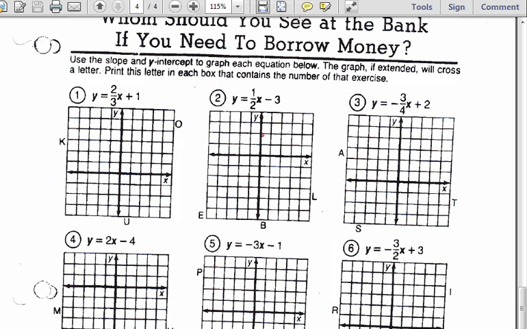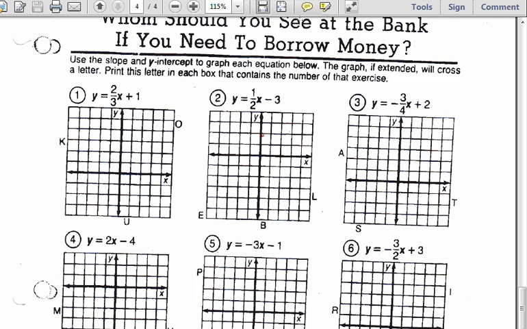So this first worksheet doesn't require you to actually show any work because all the equations are in y equals mx plus b already. So you're ready to go to graph. So whom should you see at the bank to borrow money? Okay, so on our first graph, what's the first thing we plot?